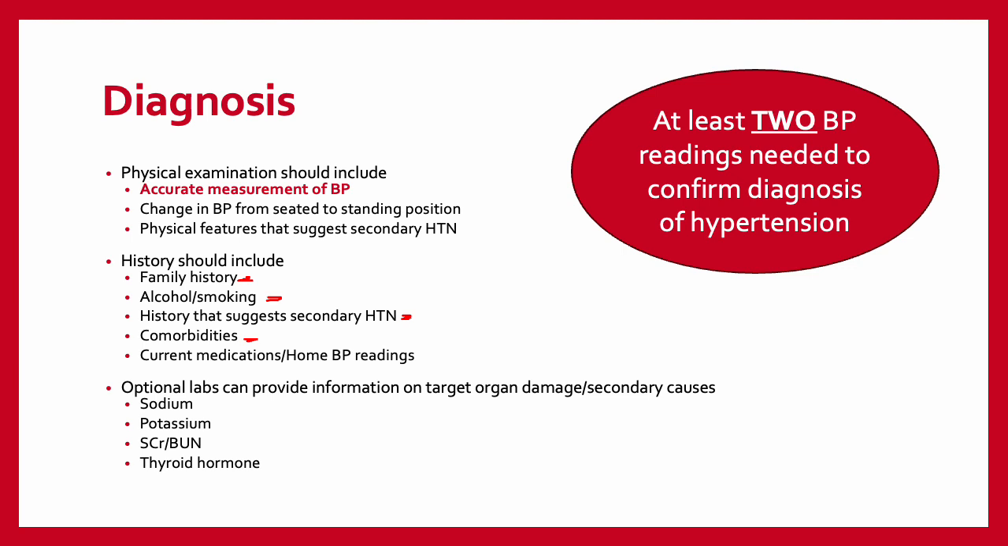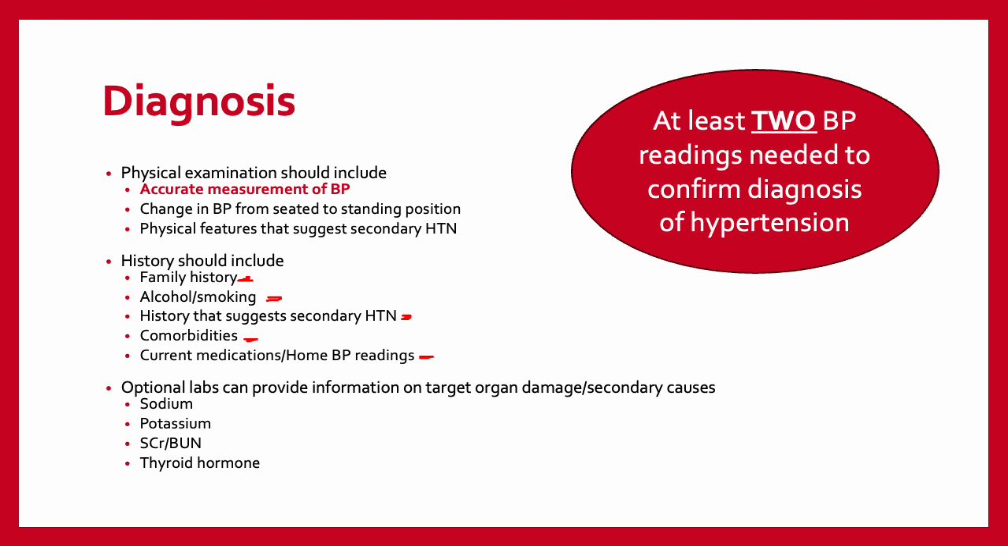And then we also want to ask about home blood pressure readings, because sometimes patients could have white coat hypertension, which we'll talk about, and their blood pressures could be a lot higher in office than they are at home. And it's not unreasonable to compare them and make sure that we're not missing something where we're getting a much higher reading in office and it's not actually an accurate representation of what their blood pressure is. And then obviously labs can provide a lot of information on whether we have target organ damage, or if there's a secondary cause to hypertension.